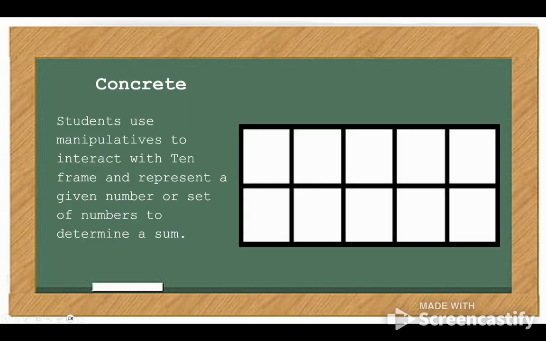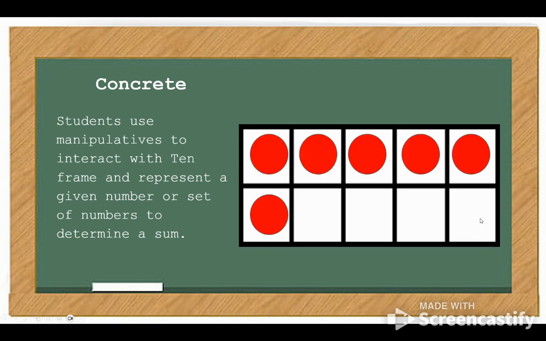All right, here in the concrete phase, this is where you're going to have students use the manipulatives. So you would have a 10 frame out like this, and then you can ask them to do certain tasks, like represent a given number. So if you gave them the number 6, you would ask them to move 6 manipulatives into the 10 frame so they can see how that is represented.